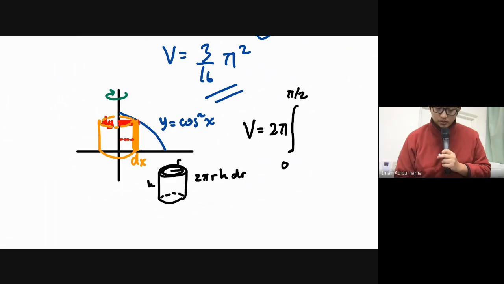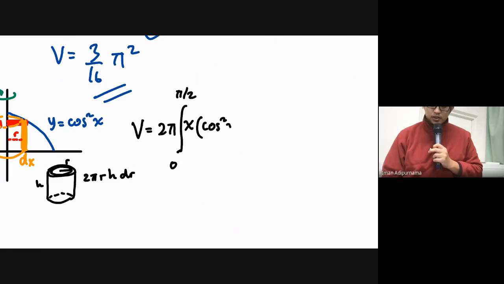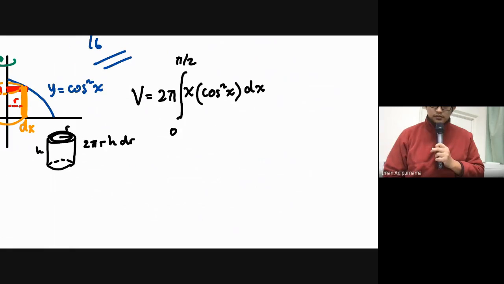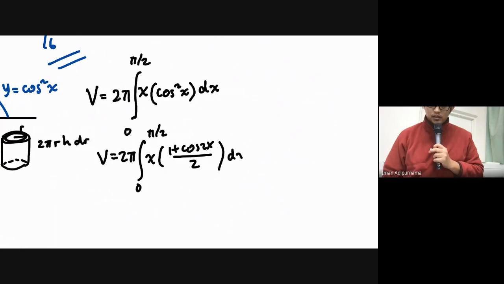So maybe here is r, right? Our r is just x, on the x-axis. So we can just set up x, and then the curve is cos squared x, the height, and then the dx. Okay. So we can set up the double angle for the cos squared. So I will write this as (1 plus cos 2x) over 2 and then dx.